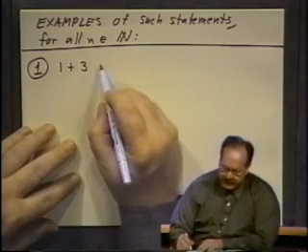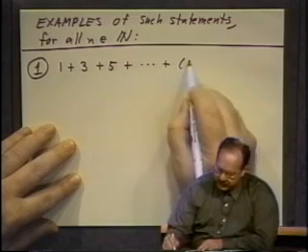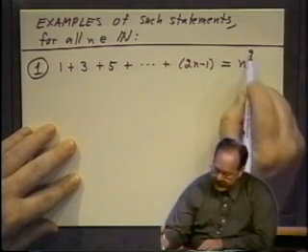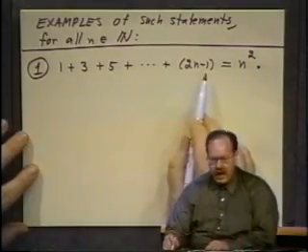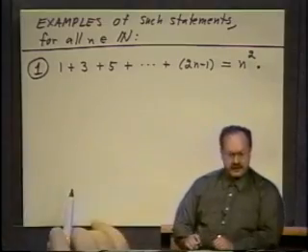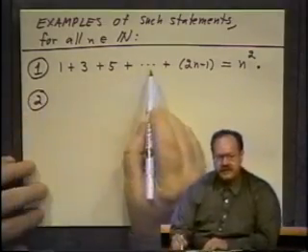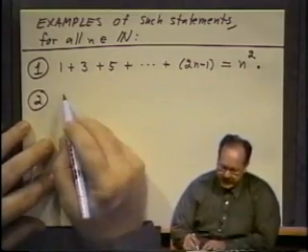Number one, statement number one. Let's say you want to add up all of the odd numbers up to a certain odd number, 2n minus 1. Well, it turns out that that is just n squared. The first n odd numbers is n squared, which is interesting. And it's hard to prove these sorts of things with the dots in the middle, which is one reason we're going to use induction. Here's another one like that.